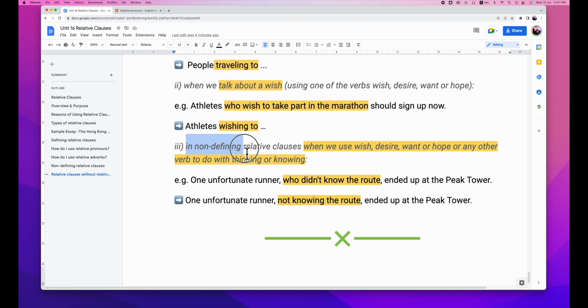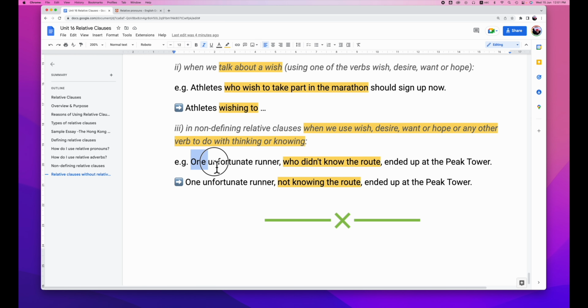In non-defining relative clauses, when we use wish, desire, want, hope, or any other verb to do with thinking or knowing, then we can change it to an ing form. One unfortunate runner who did not know the route ended up at the Peak Tower, becomes: one unfortunate runner not knowing the route ending up at the Peak Tower.